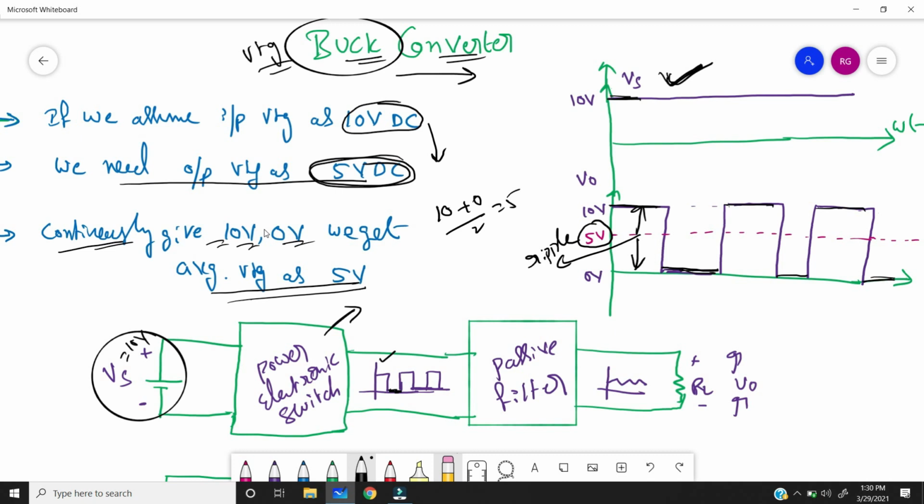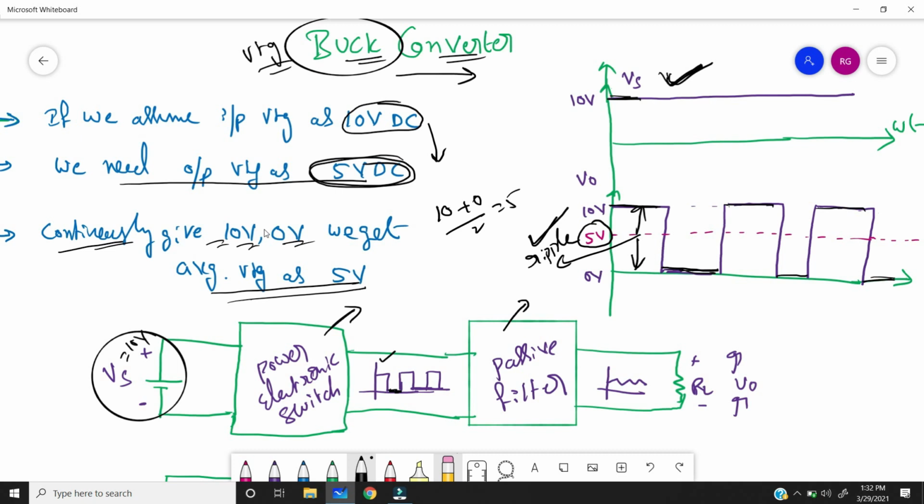By giving the input to the power electronic switch, we only get 10 volts and 0 volts, 10 volts and 0 volts. Here the average is 5 volts, but that average voltage has so much ripple content. DC means a straight line, right? But in output we are getting pulses, not a straight line. That means we have so much ripple content. To decrease this ripple content, we need to add a passive filter to the circuit.